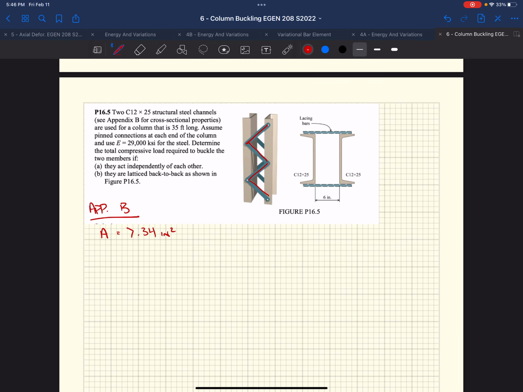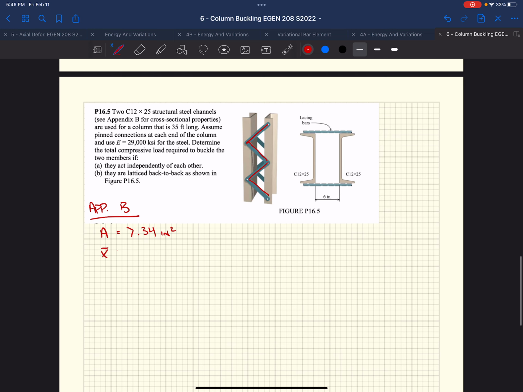So the area is 7.34. The centroid is at 0.674 inches. We have a moment of inertia about the y-axis of 4.45 inches to the fourth. We have a moment of inertia about the x-axis of 144 inches to the fourth. Okay, the length of our column we were told was 35 feet. We might have to manipulate some units there. As you can tell, everything else seems to be in inches.